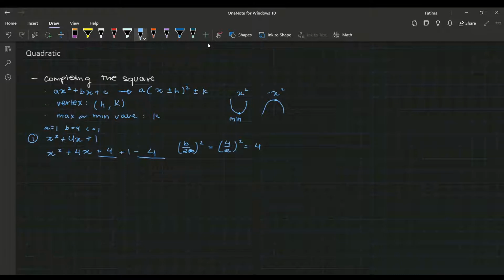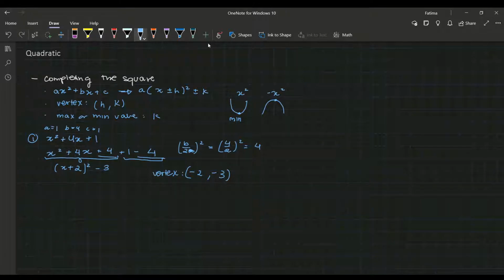But the reason we do this anyway is because, as you can see, this over here is now a trinomial which is a perfect square, and it can be written as x plus 2 whole squared. Now you're left with plus 1 and minus 4, and that gives you minus 3. So this is our completed square form. If we were asked to write the vertex for this, it would be minus 2, minus 3, because we change the sign of h and keep the same sign for k.